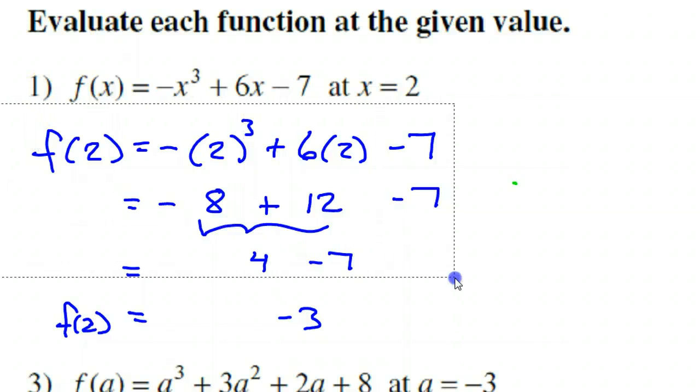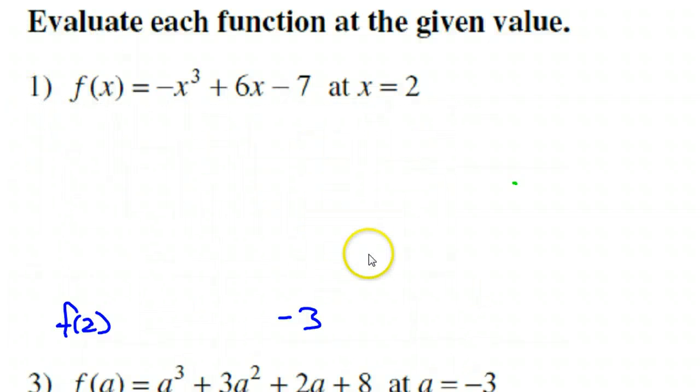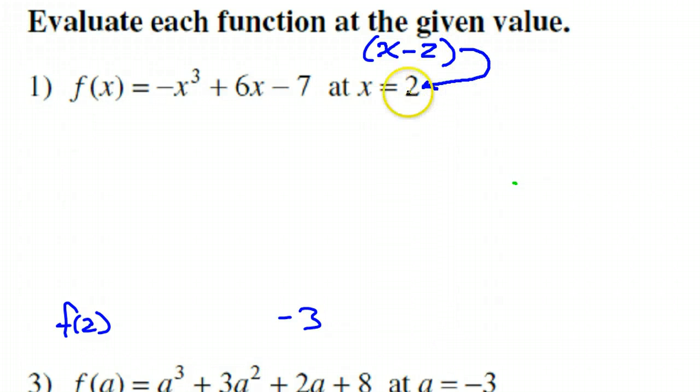Now, according to the remainder theorem, if we divide the polynomial by x minus 2, the remainder that we get should be the same thing as f at 2. The remainder should be negative 3. If we were to divide by x minus 2, the first thing we would do is set x minus 2 equal to 0 to get x equals 2. That's what we would put in the little synthetic division box, the x equals 2.